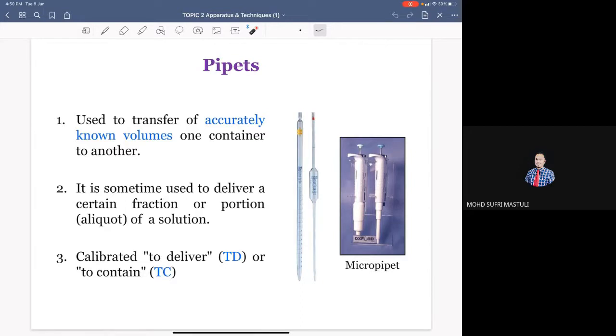As I mentioned just now, a pipette is normally used to transfer an accurate known volume from one container to another. It is sometimes used to deliver a certain fraction or portion of a solution, which we call an aliquot. This is why a pipette can be calibrated to deliver, or it can be calibrated to contain.